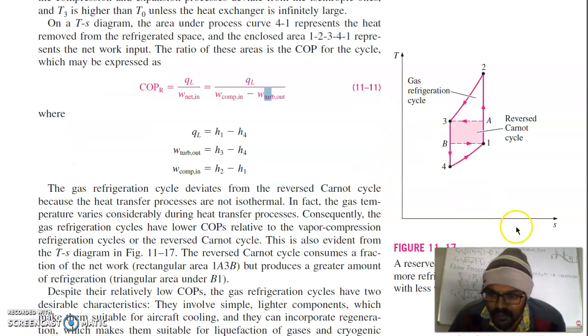So this is the TS diagram showing the gas turbine refrigeration cycle and the reverse Carnot cycle. As we can see here, the reverse Carnot cycle is the most efficient cycle, which can produce the highest output. The reverse Carnot cycle consumes a fraction of the net work, rectangular area 1A3B, but produces a greater amount of refrigeration, which is the triangle area under B1. The refrigeration effect produced in the gas turbine cycle is the area under the 4-1 line.